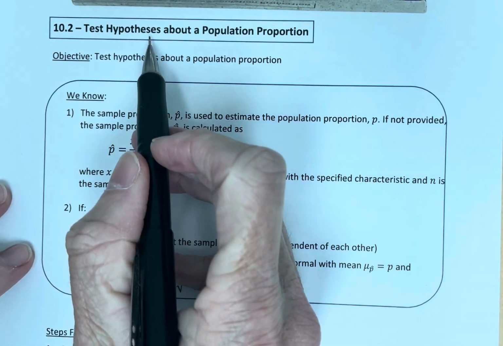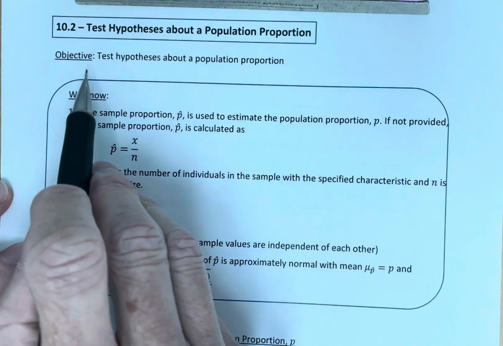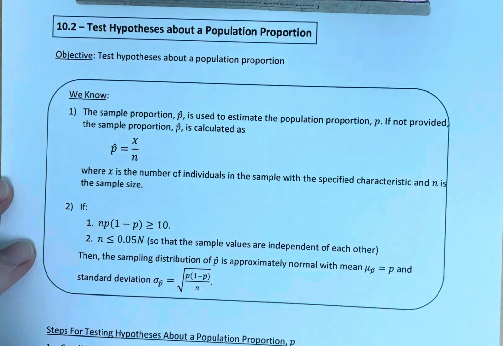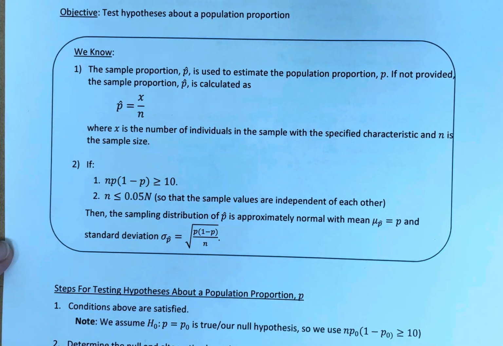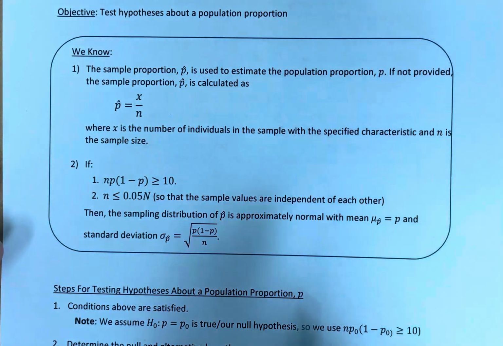Test hypotheses about a population proportion. Our objective: we want to test hypotheses about a population proportion. Let's remind ourselves of a couple of things that we already know that will come into play here.